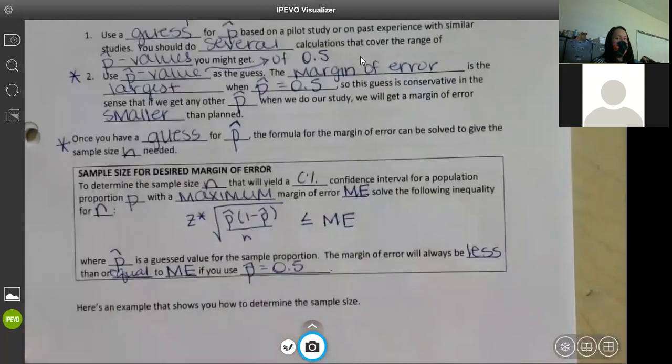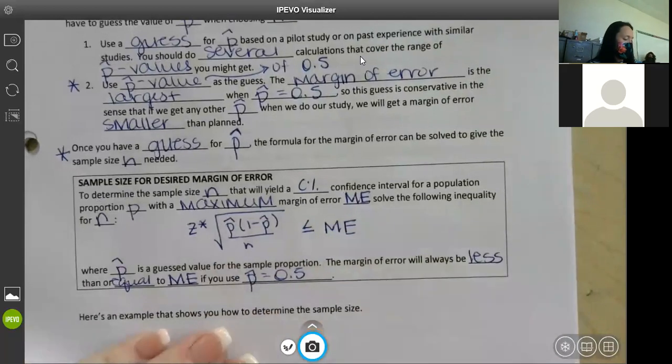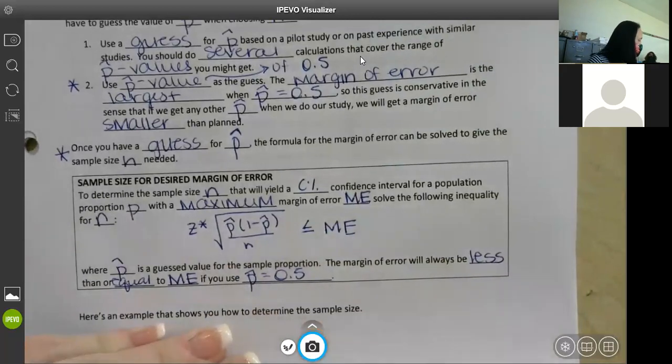So here's an example that shows you how to determine the sample size. So we're going to do one, but again, it's going to look complicated, but it's normal algebra. Okay. Everybody good?